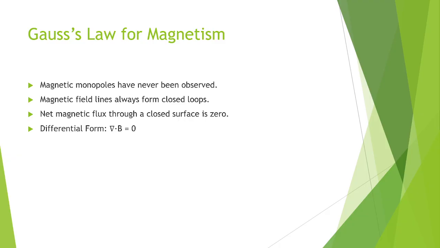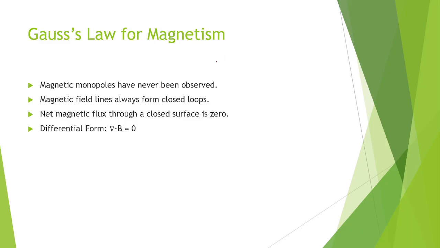Gauss's law of magnetism. It is also Gauss's law for divergence, but the previous one was for the electric field and this is for the magnetic field. So what are Gauss's observations about the magnetic field? Magnetic monopoles have never been observed.